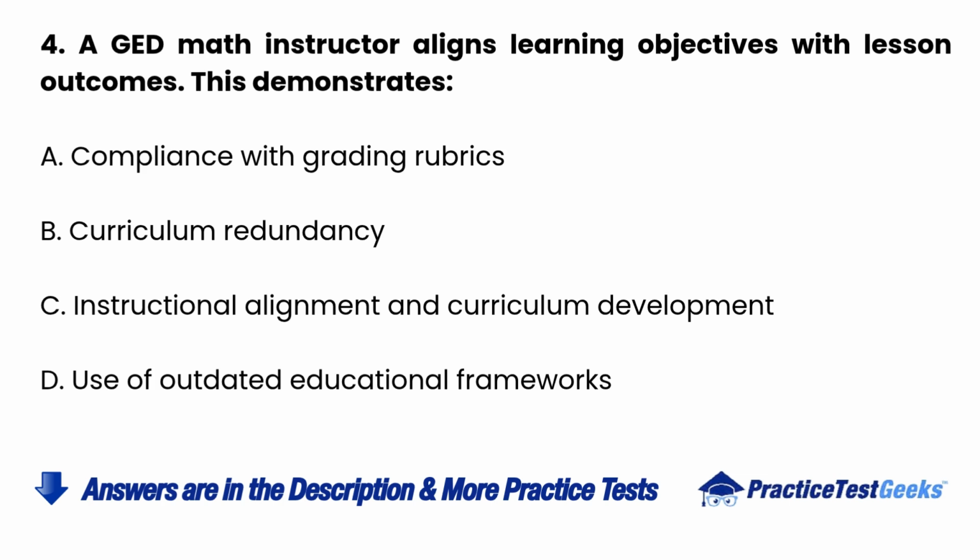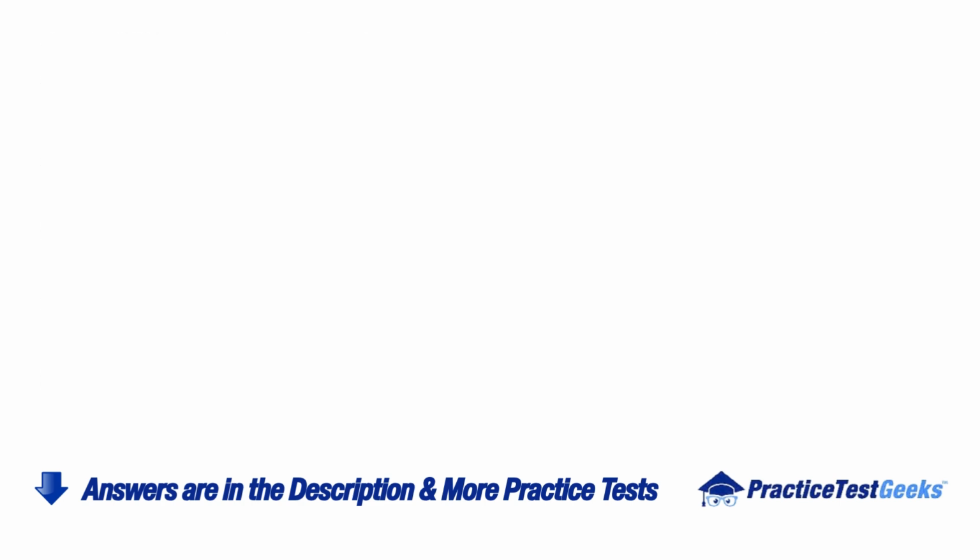4. A GED math instructor aligns learning objectives with lesson outcomes. This demonstrates A. Compliance with grading rubrics. B. Curriculum redundancy. C. Instructional alignment and curriculum development. D. Use of outdated educational frameworks.